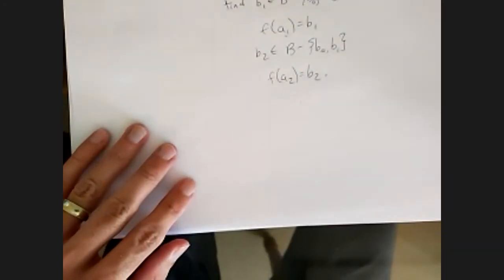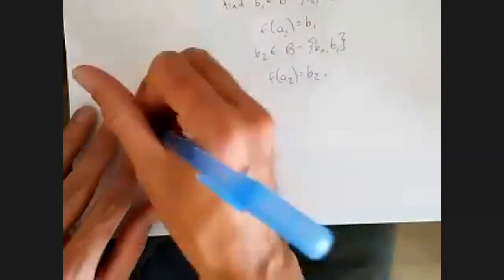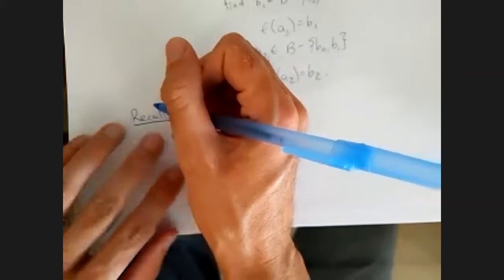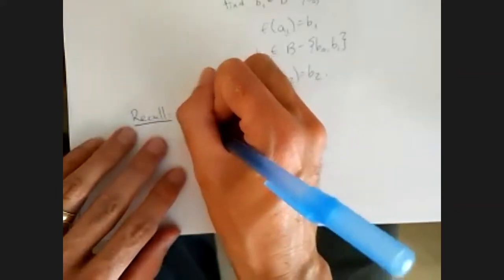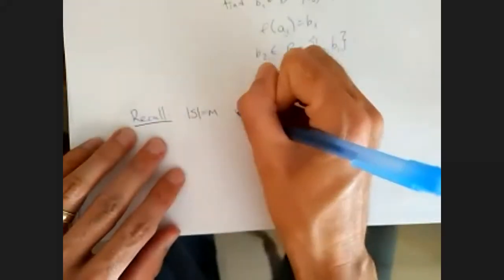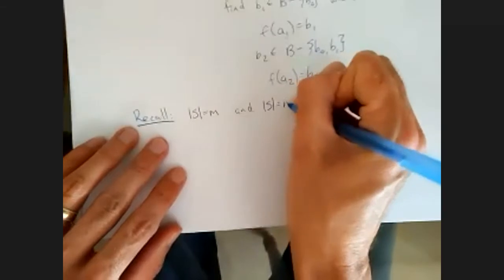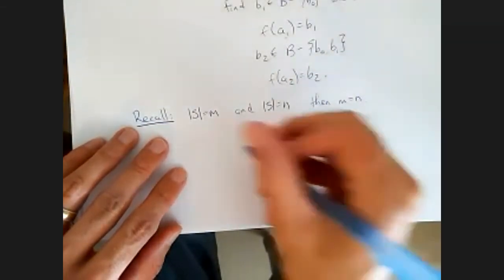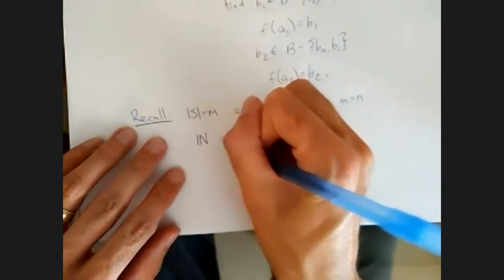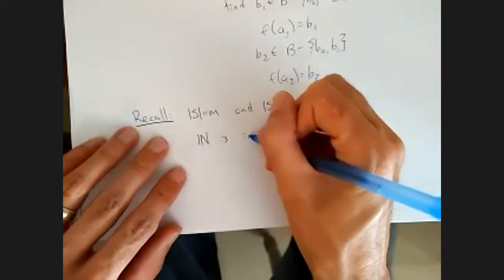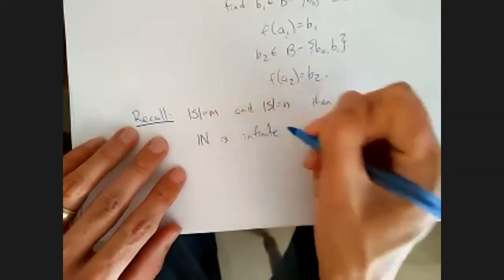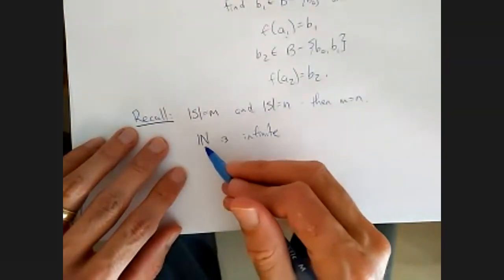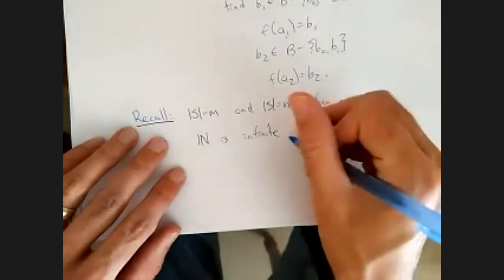So let me remind you, one of the things we showed, well, it was a little bit difficult, but we showed that if the cardinality of S equals M and the cardinality of S also equals N, then M equals N. And we also showed that the natural numbers are not finite, they're infinite, meaning there's no one-to-one and onto function from a natural number to the set of all natural numbers.